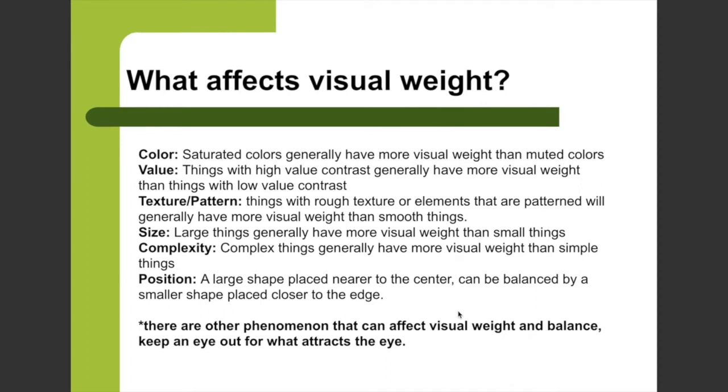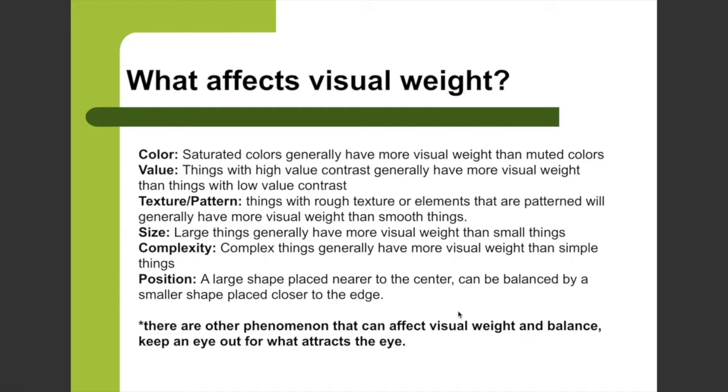There are many things that affect visual weight, and these are just some of them. One of them is color. Saturated color is generally going to have more visual weight than a muted color. Value: something that has high value contrast, a big difference between dark and light, will have more visual weight than something with low value contrast. Texture and pattern: something with a rough texture is going to have more visual weight than something that's smooth. Size: something that's large is going to have more visual weight than something that's small.